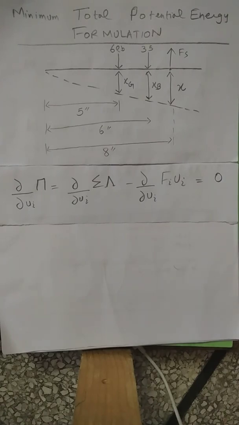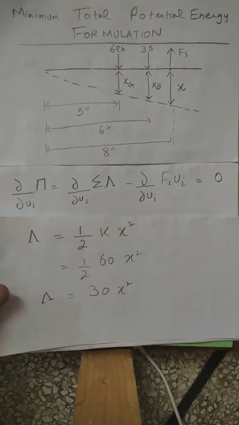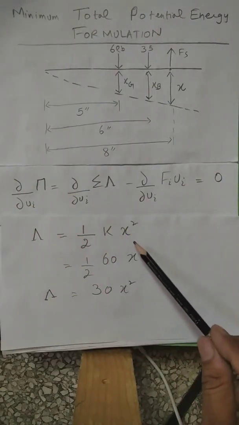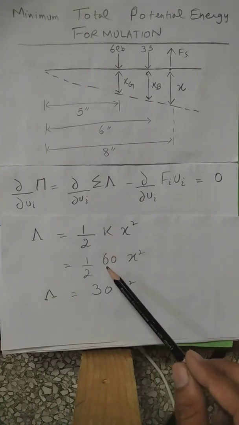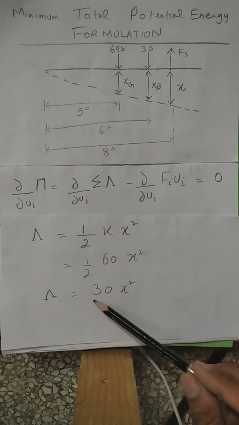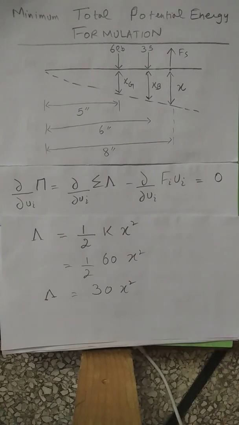So first of all, in this we will find the strain energy. Strain energy we know is equal to 1 over 2 kx square. The value of k is 60. So the strain energy will be equal to 30x square.